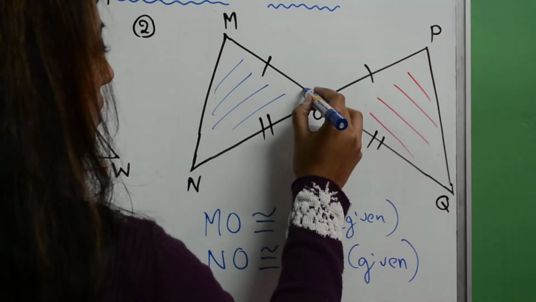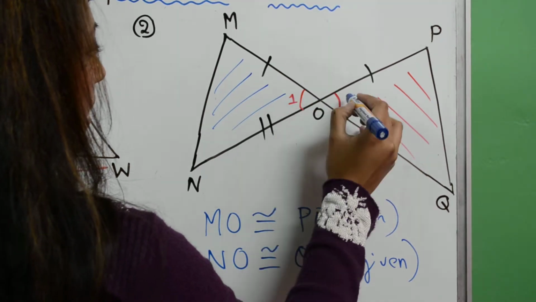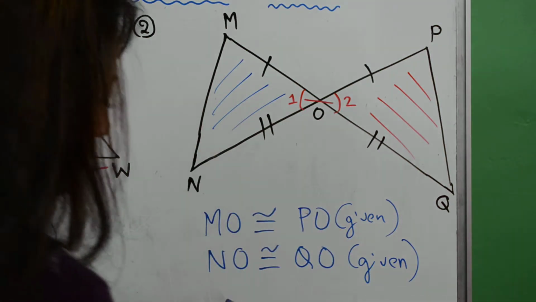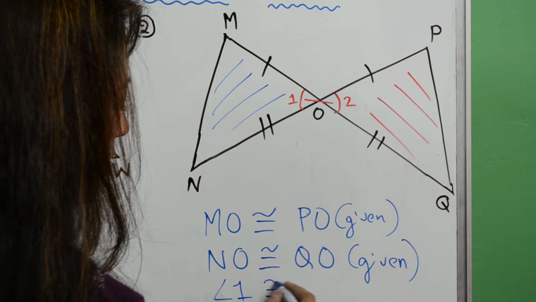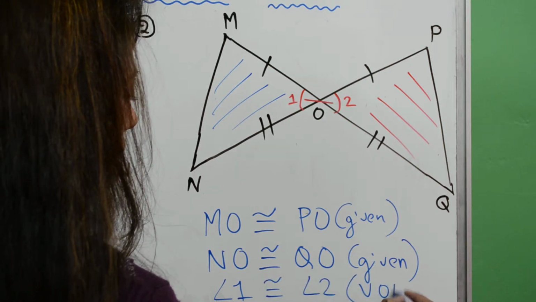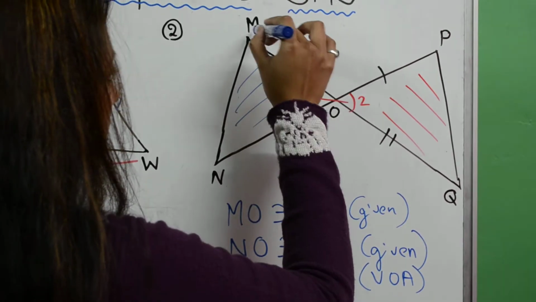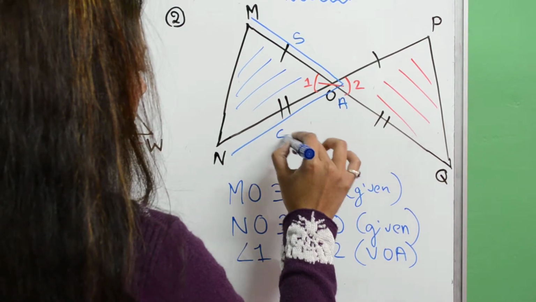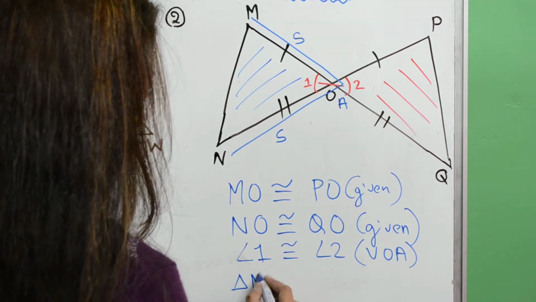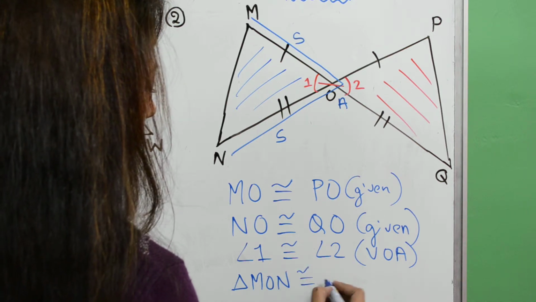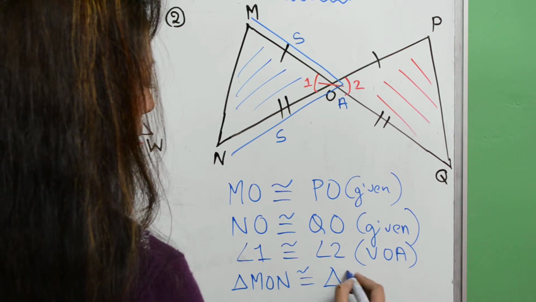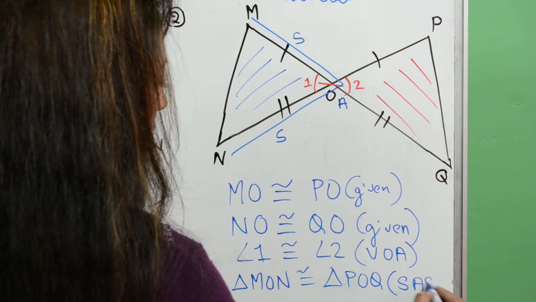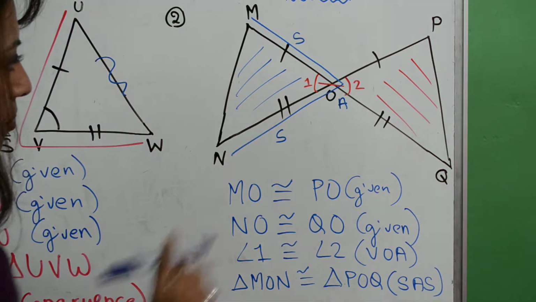Now in this case, I have the angles. Let's name them 1 and 2. I know they're vertically opposite angles, so they both are equal. So I have angle 1 equal and congruent to angle 2, vertically opposite angles. So I have SAS. So triangle MON is equal and congruent to triangle POQ by SAS congruence.